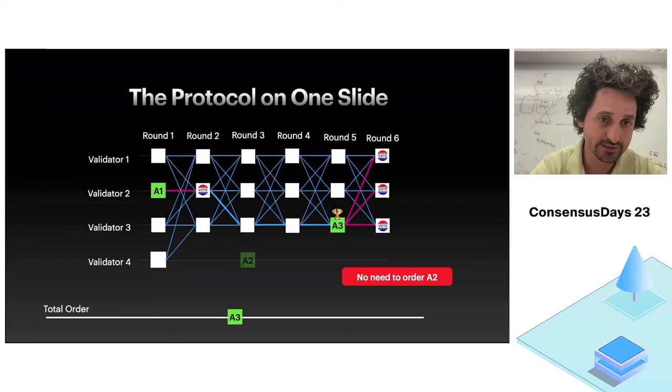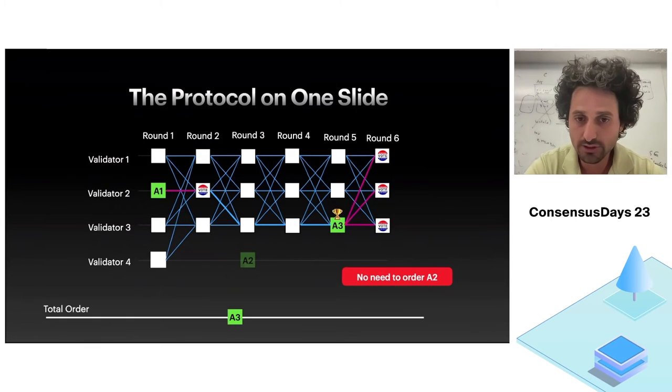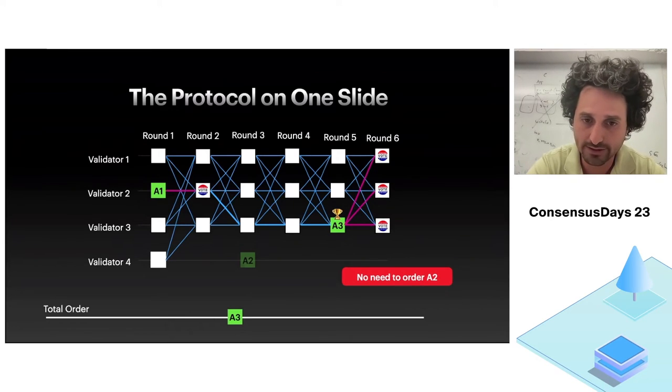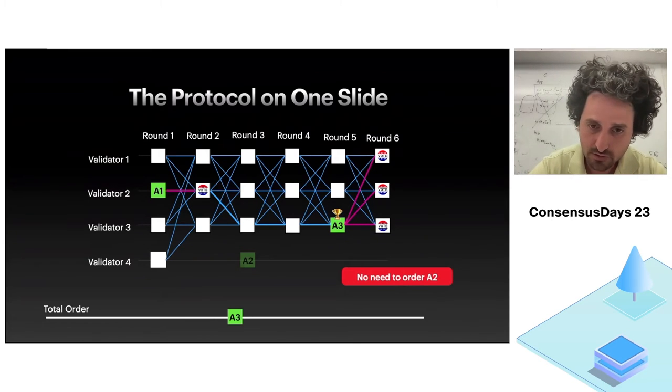It checks whether it's possible that somebody else directly committed A2 and A1. And the way we do it is with the observation from the previous slide. We're simply going to check if there is a path between A3 to A2. This path does not exist. So it's safe to skip A2. Nobody directly committed A2. Right.